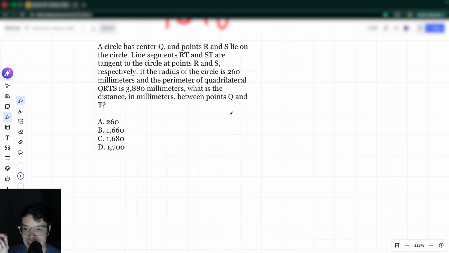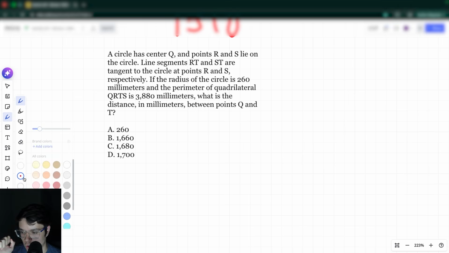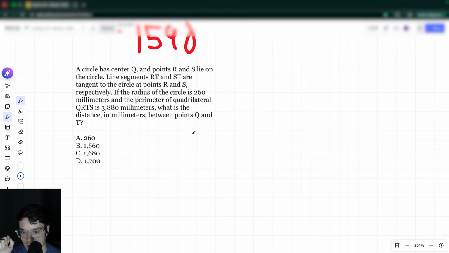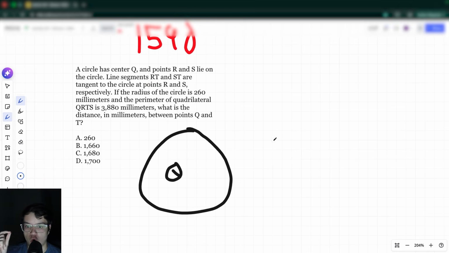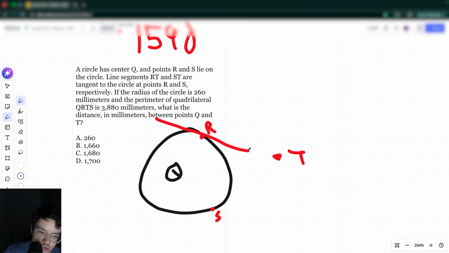Real quick, one with the tangent thing. So we have a circle here and it has the center of Q. And they have the points R and S that both lie on it. So like that. And then we have a random point T over here. And then it's basically saying it's tangent to the circle. So it only passes through at one point for both of those, but it does intersect at T for sure.